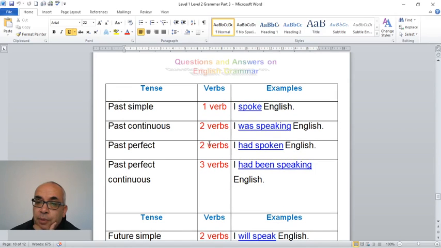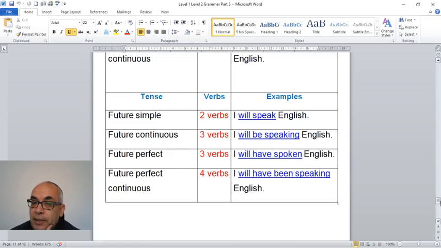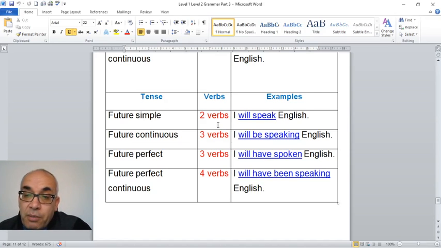If you go to the past simple, how many verbs? 1, as I said. Past continuous 2, past perfect 2, past perfect continuous 3 verbs. And future simple 2, future continuous 3, future perfect 3, future perfect continuous 4. Of course, future simple, I know it is simple, but we use 2 verbs. We don't use one verb because you cannot use will and then stop. You have to continue. I will speak. Some grammar books say future is not a tense. I think it is a tense, but you need 2 verbs in the future simple.